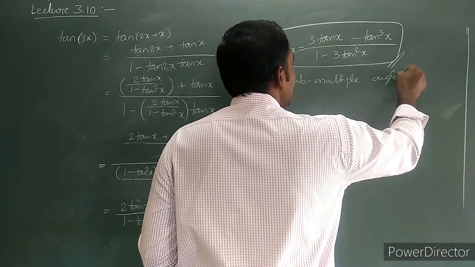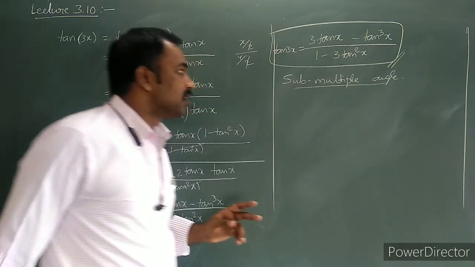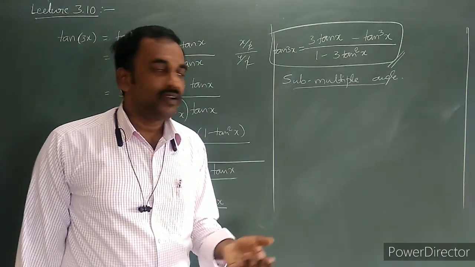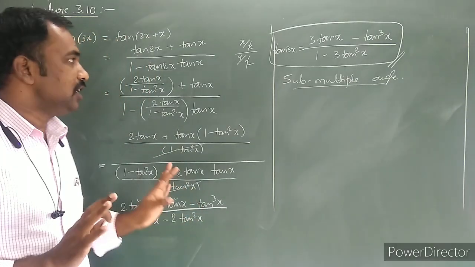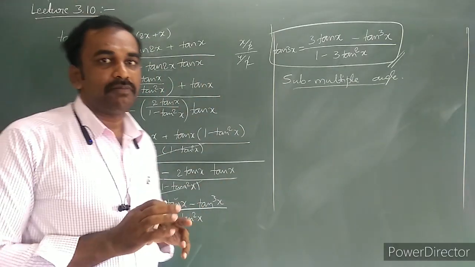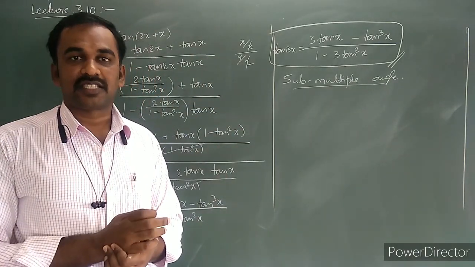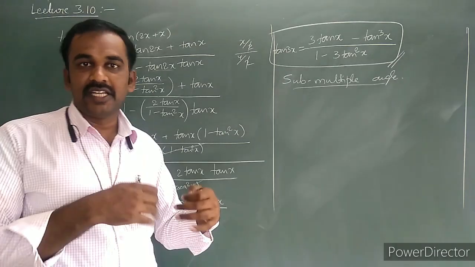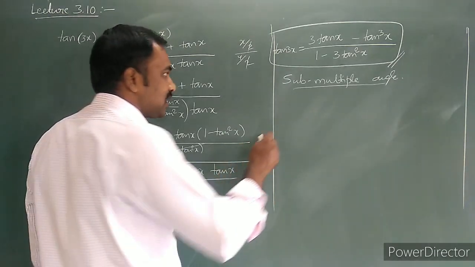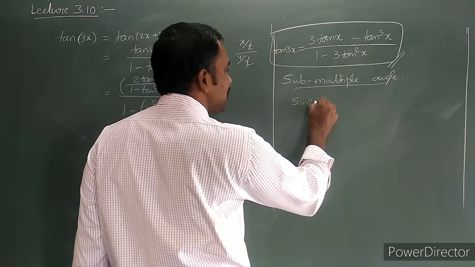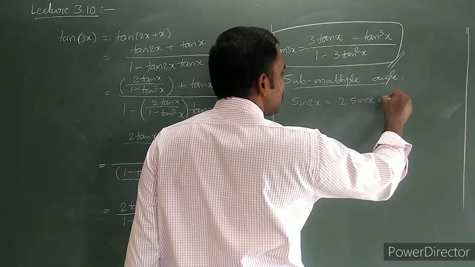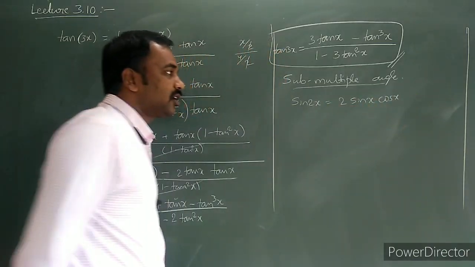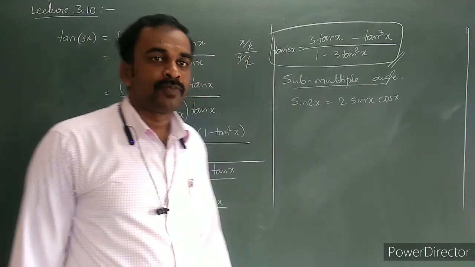Submultiple angles. Here, there are many formulae. So submultiple angle, no need to worry. If you remember the multiple angles, we can easily get the submultiple angles. We can easily convert it. How do you convert? For example, suppose you have sine 2x. Sine 2x is equal to how much? Sine x into cos x into 2, or 2 sin x cos x.